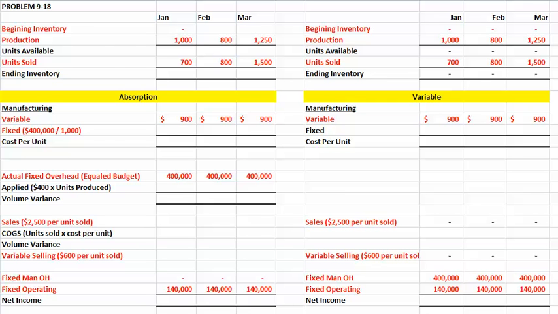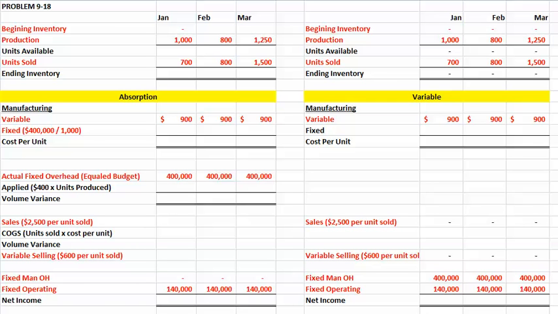This is a quick walkthrough of problem 9-18. Everything you see in a red bold font is given in the problem. We need to calculate net income under the absorption method and using variable costing. Let's begin by tracking our inventory levels.